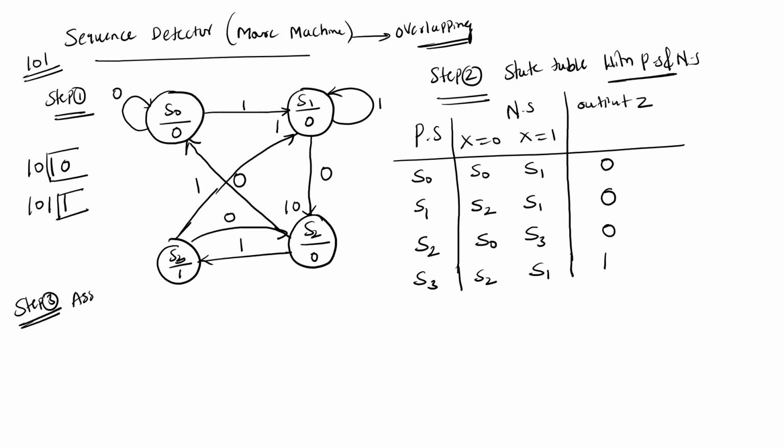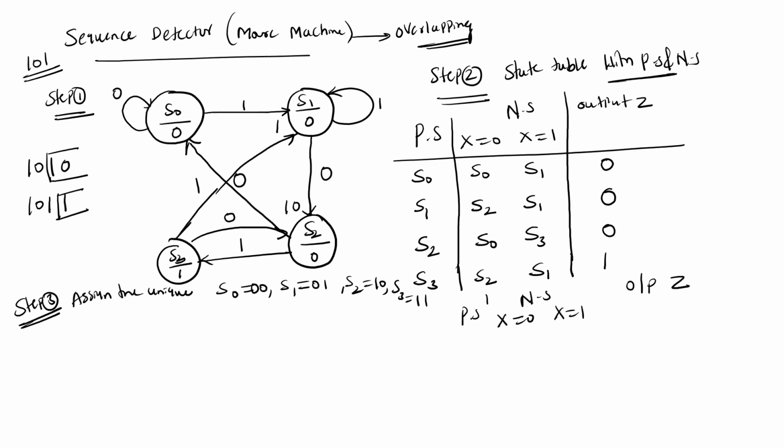Assign the unique codes. So what are the unique codes I need to assign? S0 equal to 0 0, S1 equal to 0 1, S2 equal to 1 0, S3 equal to 1 1. Now you draw this. Here I am drawing present state, next state, and output z, with x equal to 0 and x equal to 1.